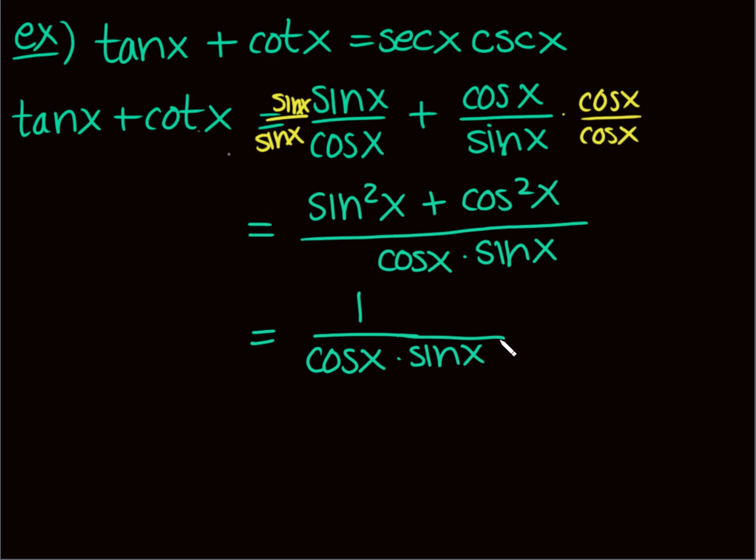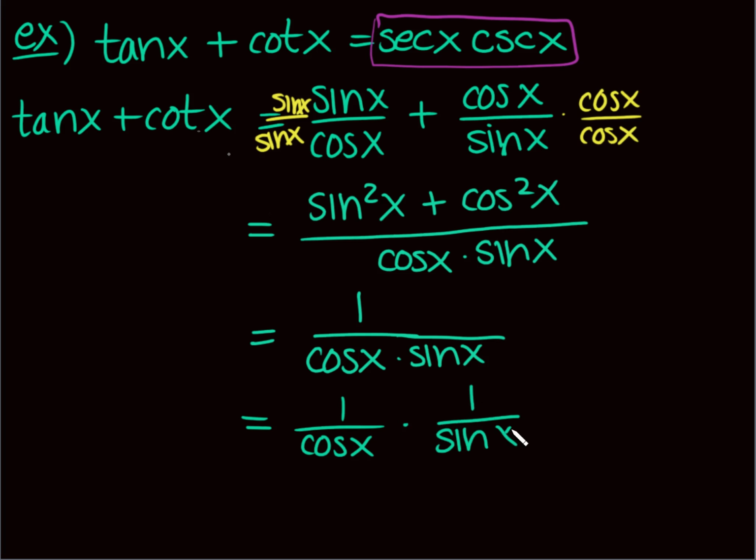Now let's look back at what we want to get this identity to be. We want to get this identity to become secant x times cosecant x. Well, what do I know? Secant is 1 over cosine, and I know cosecant is 1 over sine. So I could just go straight here to secant times cosecant. That is fine.